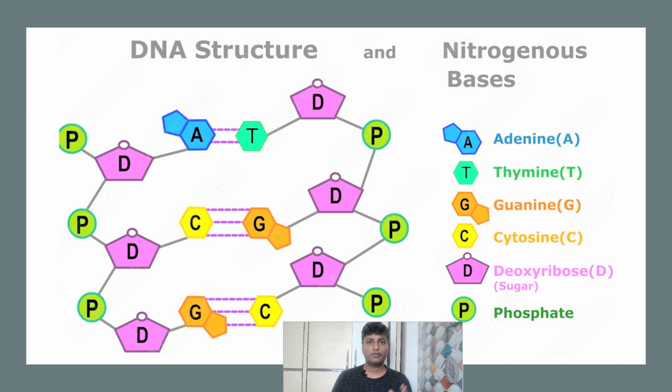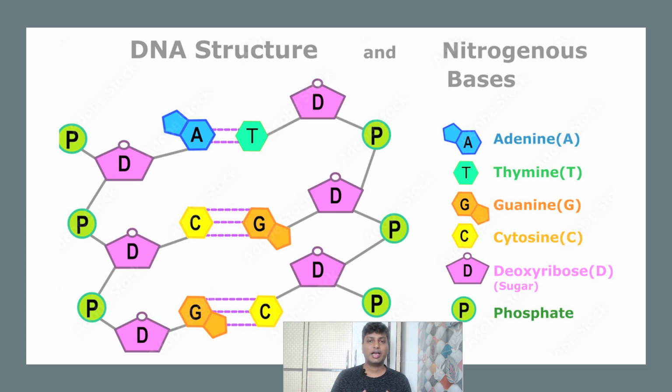Purines are basically of two types, adenine and guanine, whereas pyrimidines are of two types, cytosine and thymine. Dear students, in case of RNA, thymine is replaced by another type of pyrimidine which is called uracil.